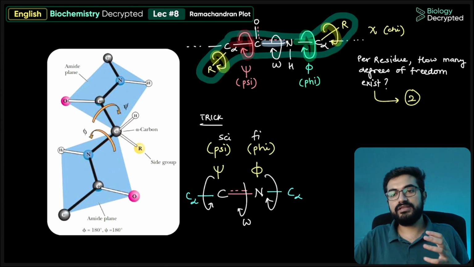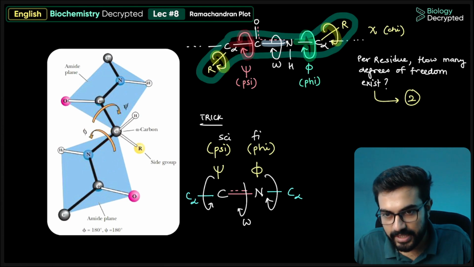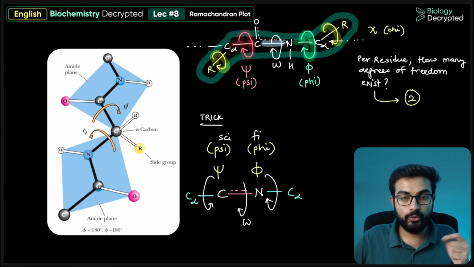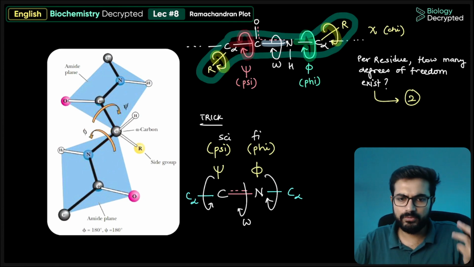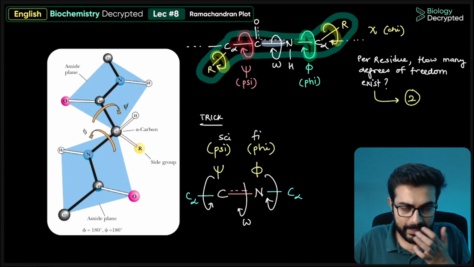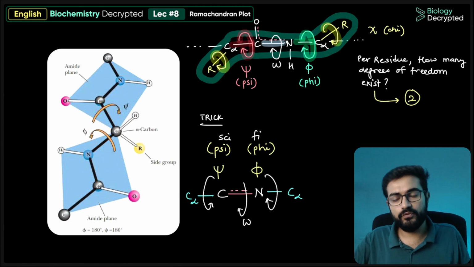Now we have seen which are the dihedral angles. Now the combination of these dihedral angles will lead to many possible formations. There will be some conformations which are feasible, which are allowed, and there will be some which won't be allowed.